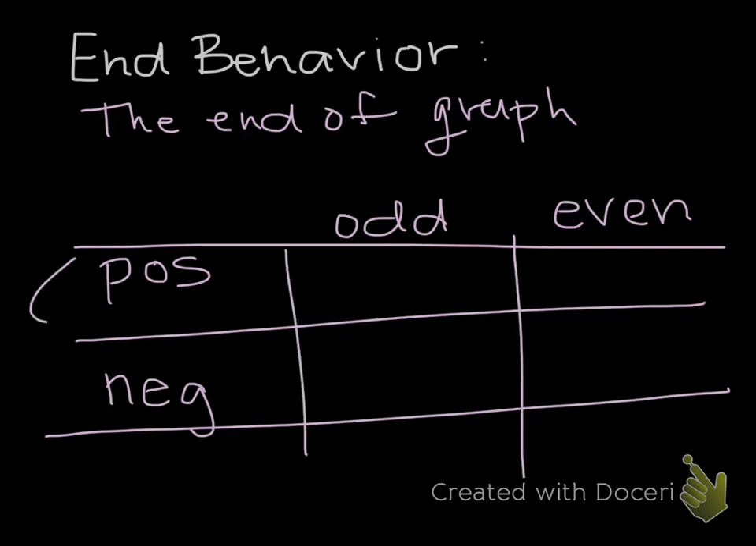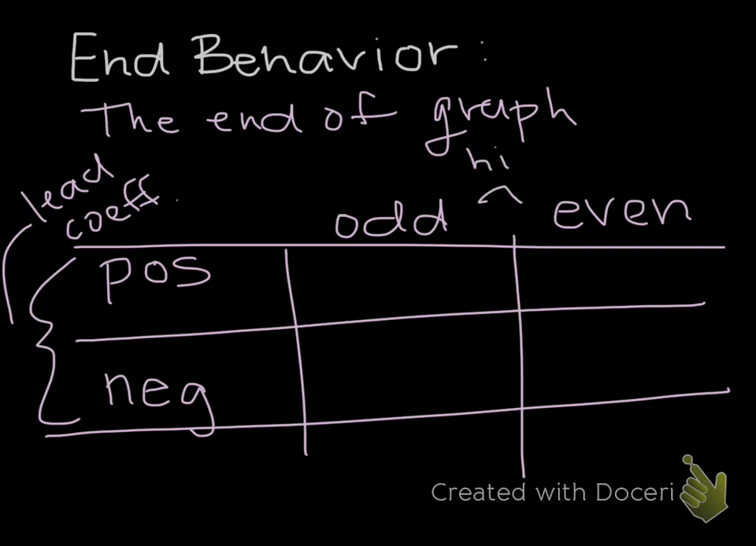So positive versus negative is talking about the leading coefficient. So the leading coefficient would be like the number in front of the variable. Even and odd is talking about the highest exponent.